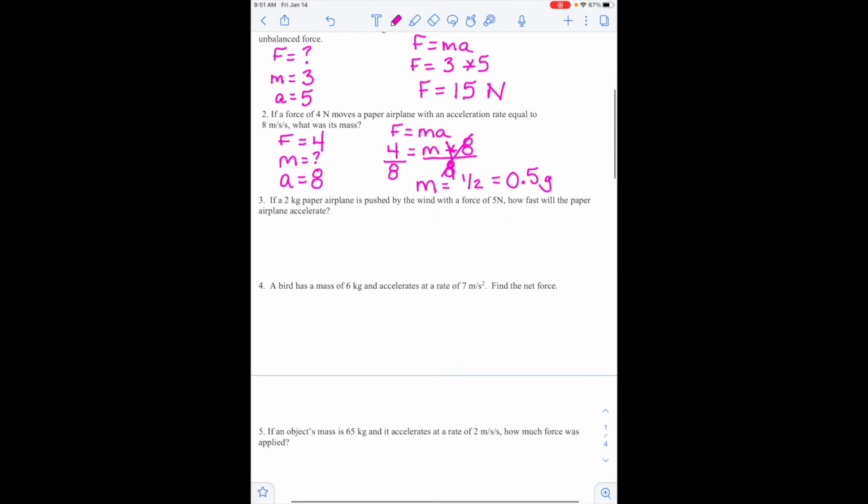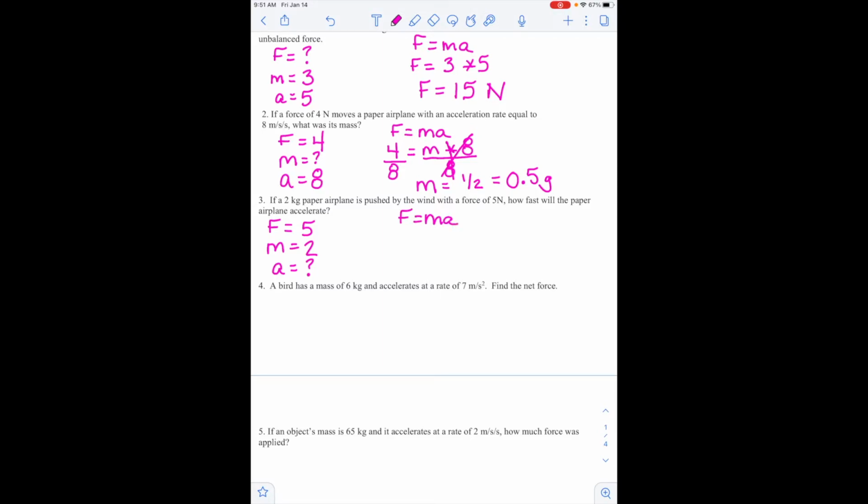Number 3, if a 2 kilogram paper airplane is pushed by the wind with a force of 5 newtons, how fast will the paper airplane accelerate? So again, we have our force. It is 5. We have our mass, which is 2. And we are looking for the acceleration.